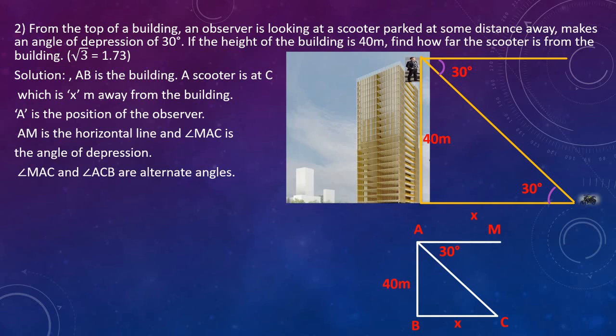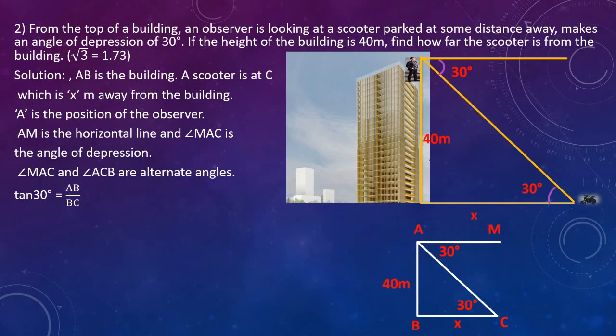Now as you can see in this diagram, angle MAC and angle ACB are alternate angles. So if measure of angle MAC is 30 degrees, then measure of angle ACB will also be 30 degrees. In this question the height of the building is given and we need to find the distance of the scooter from the building. If you consider angle C as theta, the height of the building is the opposite side of theta, which is AB, and we need to find the adjacent side, that is BC. The trigonometric ratios related to opposite and adjacent sides are tan and cot. So here we are going to use tan theta.